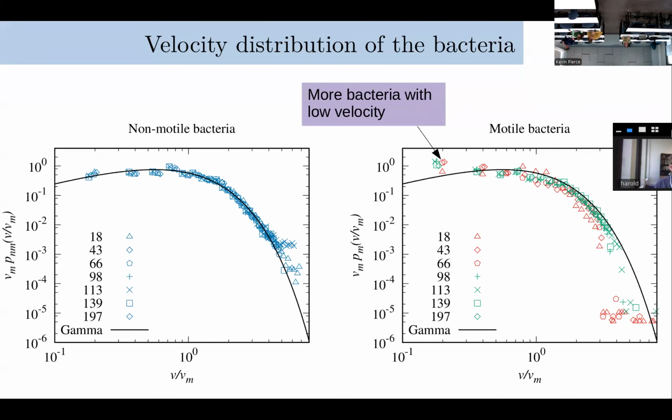On the next slide, that's the distribution of the velocities of the bacteria. For non-motile bacteria, on the left, you see that the normalized distribution does not depend on the flow rate, and you can adjust this distribution by a gamma function.